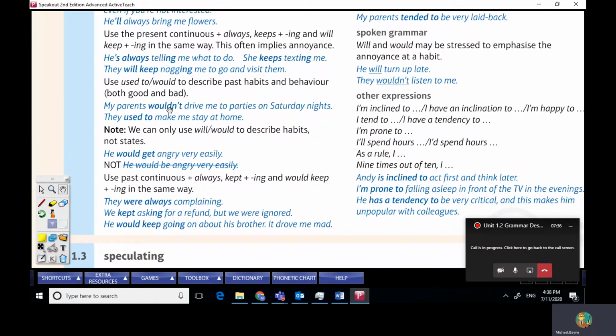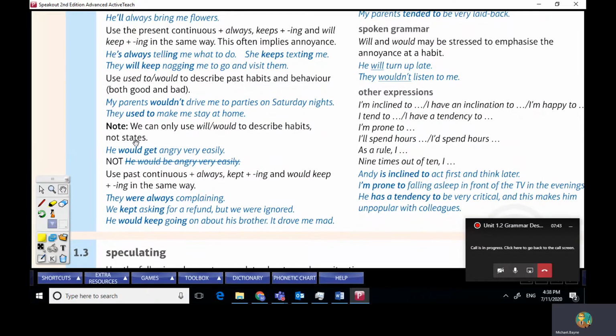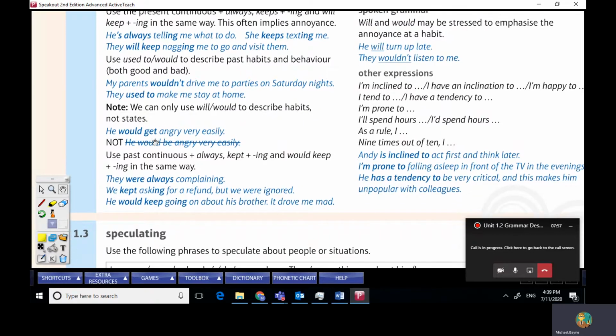Now remember, when we use would or wouldn't like this to show past habit, you cannot use that with stative verbs. So otherwise, used to and would are the same when we're talking about past habits. The big difference is you cannot use would to talk about past habits that have to do with stative verbs. So it's okay to say he would get angry very easily, but you cannot say he would be angry very easily, because be is a state verb, and you cannot use that with would for past habit.